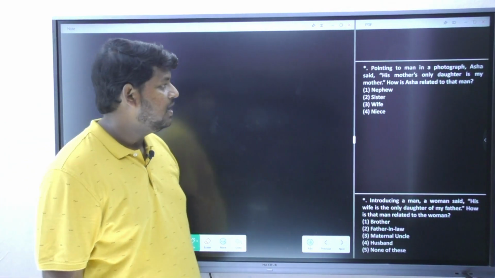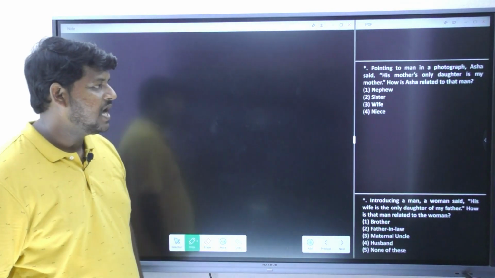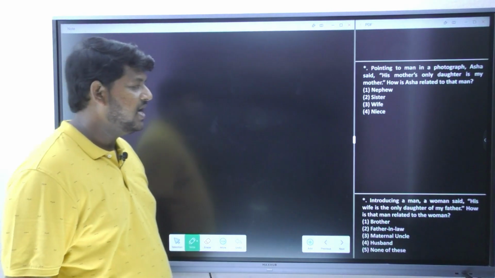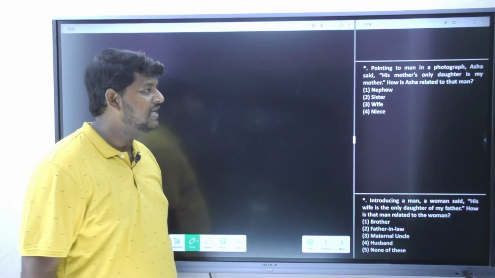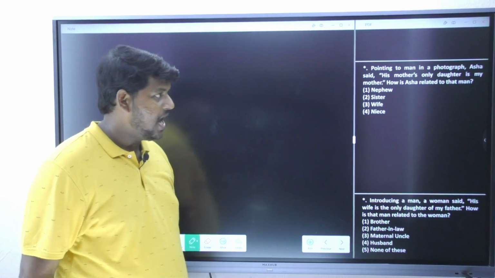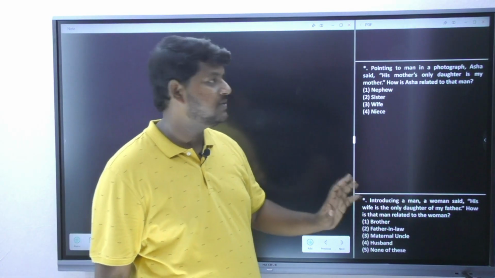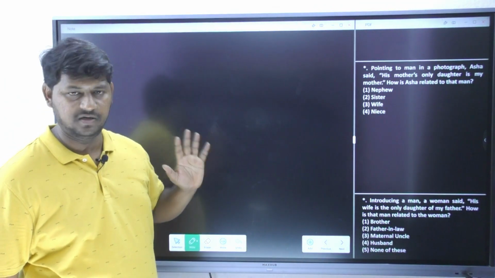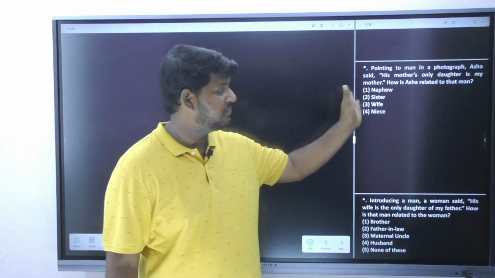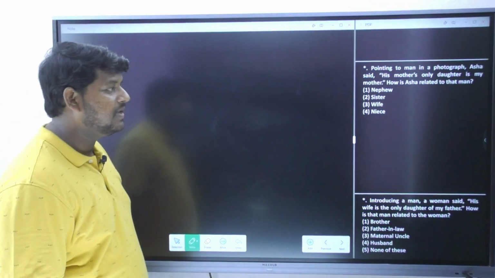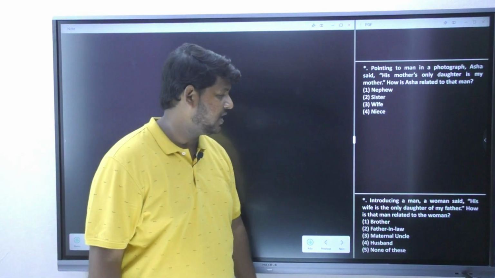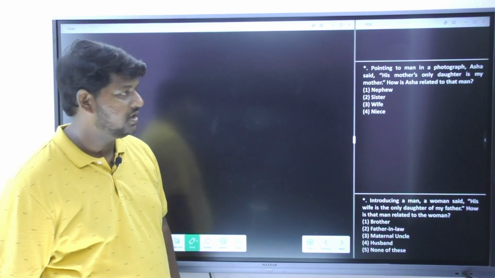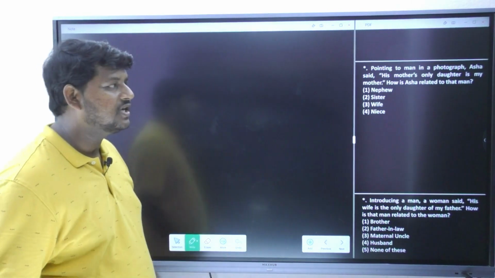Now let's see here. Pointing to a man in a photograph, Asha said, now who is the speaker in this question? Asha is the speaker. His mother's only daughter is my mother. Again, my mother should be replaced by the name of Asha. Asha's mother's daughter, that is the way I am going to understand the information from the backside. My mother should be replaced by Asha. Okay, Asha's mother. His mother's only daughter is Asha's mother.